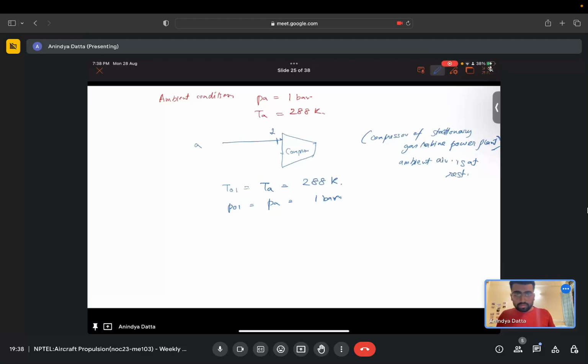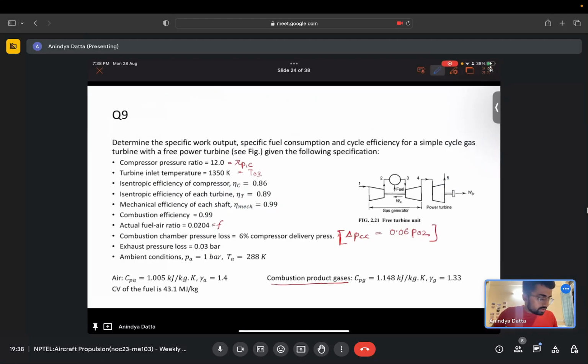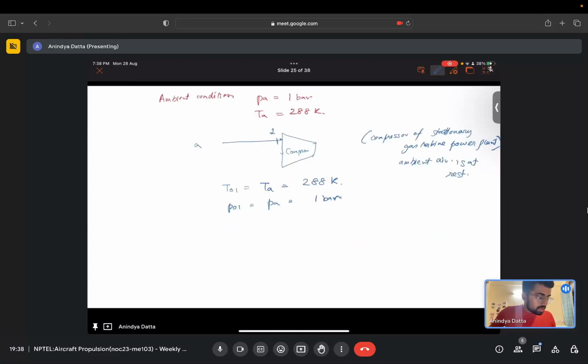Now we know the state point at the inlet of the compressor. Now we have to find out what happens at state point 2. How do we do this? Since our compressor isentropic efficiency is given, we can start with this. So this is T02 prime minus T01 divided by T02 minus T01.